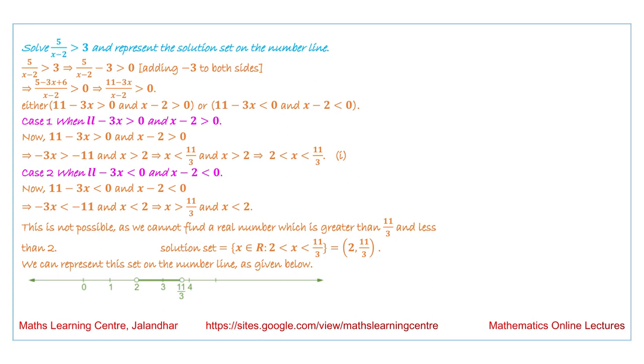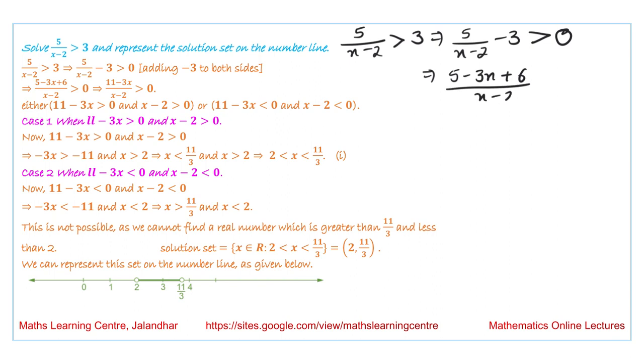Next we have to solve 5 by x minus 2 is greater than 3. So in this case we are saying 5 over x minus 2 is greater than 3. So this implies 5 over x minus 2 minus 3 is greater than 0. So this implies 5 minus 3x plus 6 over x minus 2 is greater than 0. So this implies minus 3x plus 11 over x minus 2 is greater than 0.